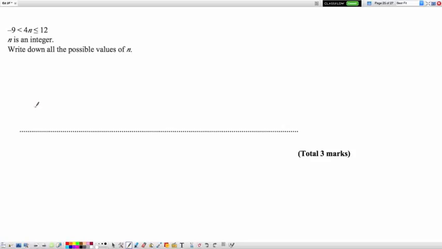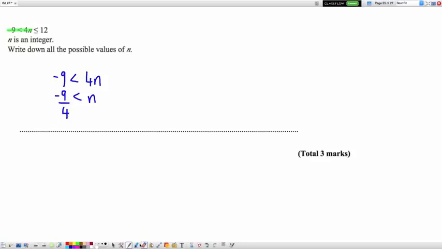Here we're told that n is an integer, a whole number, and asked to write down all the possible values of n. Our first step is just to look at the left-hand side. So we will rewrite, and we will solve for n. To do that, we divide by 4, so -9/4.